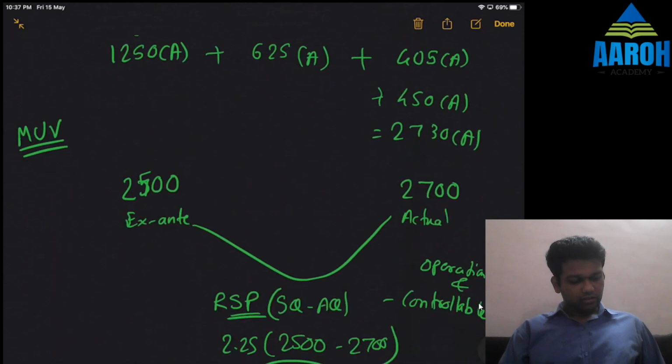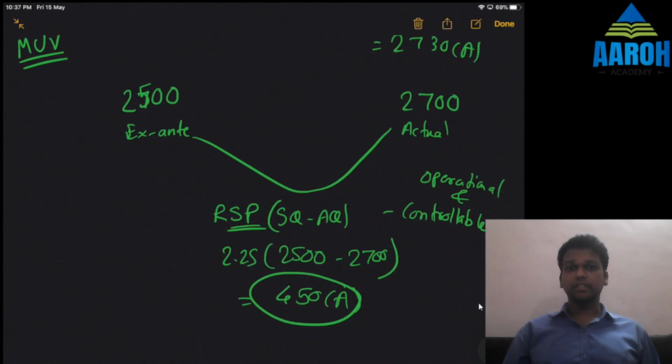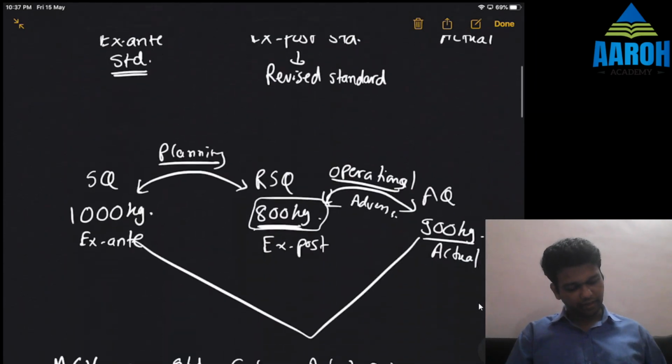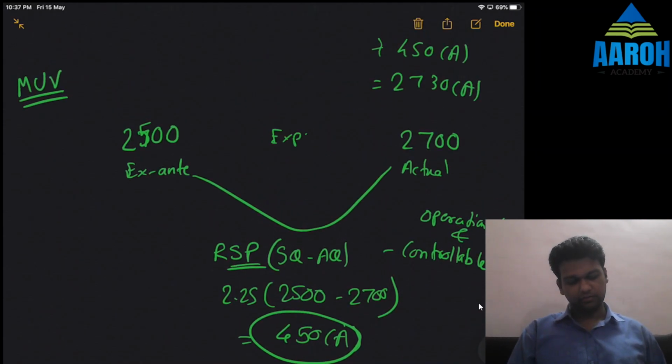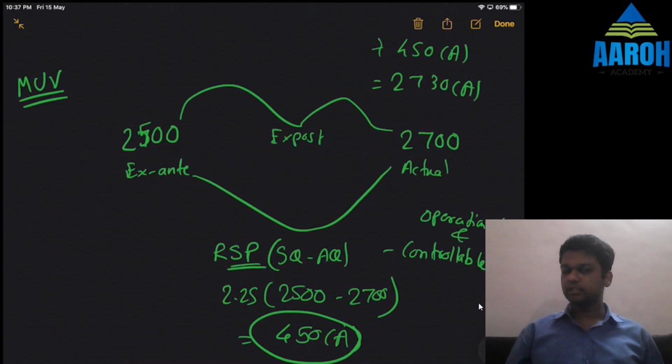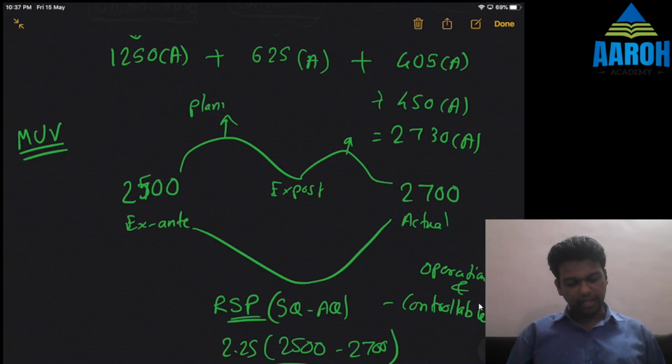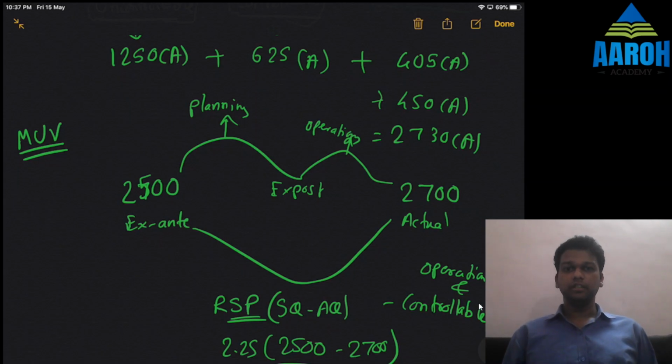For usage variance, in this question there was no ex post standard given, but if it is given, we'll follow the same process. We'll write it in the middle between 2500 and 2700. Okay, we'll write ex post here, and then we'll do this in the same way. First this variance and then this variance. This variance will be because of planning, bad planning or good planning, and this will be because of operations. So I hope everyone has understood the concept.